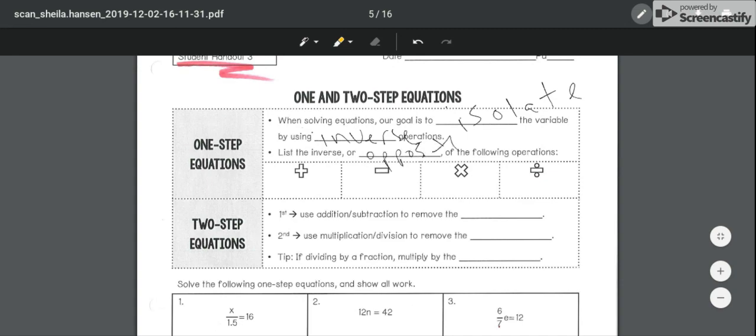The opposite of addition would be subtraction. The opposite of subtraction would be addition. Multiplying is dividing. Dividing is multiplying. So those are the things that undo what you've done. You first use addition and subtraction to remove the constants. So you're always getting rid of the numbers that don't have any letters with them. And then you use multiplication and division to remove the coefficients.